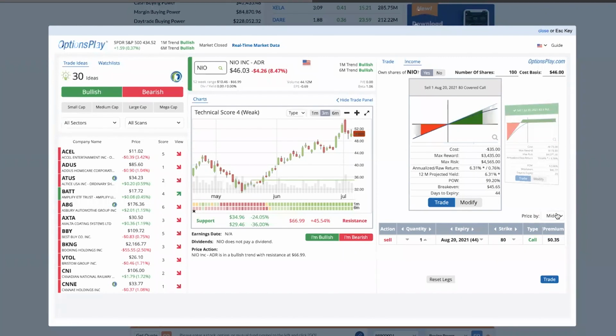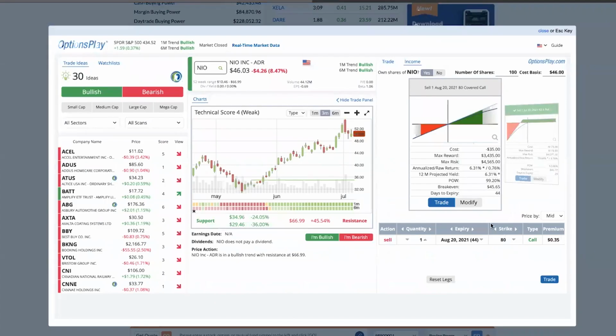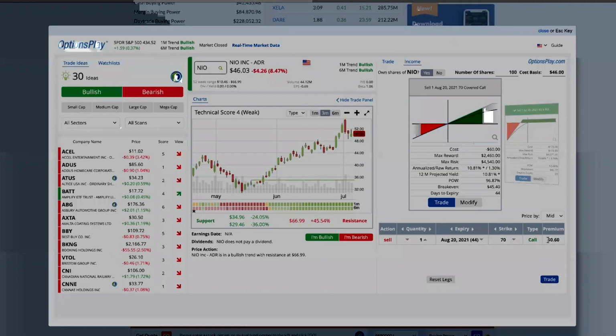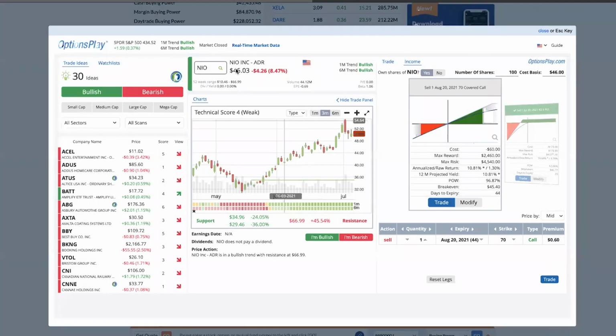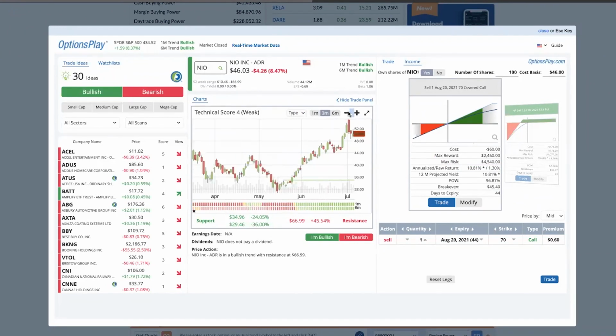Hold on, was it the 80? No, 70, sorry. That's the wrong strike price. The $70 strike price, which will collect 60 cents, which doesn't sound like a lot. It's $60 for every one contract. So for every 100 shares, which would cost you about $4,600, you're going to collect $60 in income every single 44 days. That doesn't sound like a whole lot, but that annualizes out to 10% on a stock that pays no dividends.